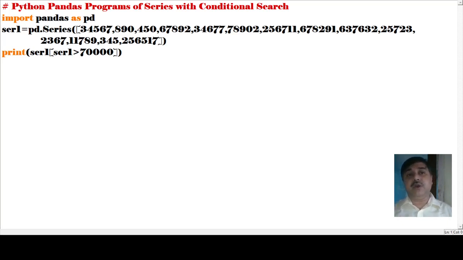See, print ACR1, that means from where we are taking ACR. From ACR1, ACR1 greater than 70,000. That is what we have given, and we can work on this particular pattern.